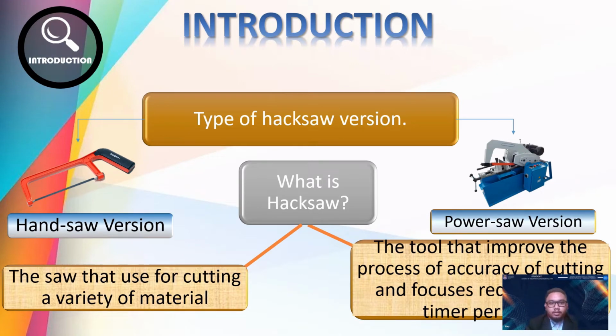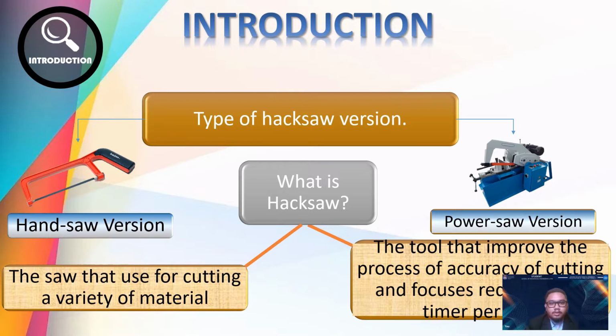First of all, what is a hacksaw? A hacksaw is a fine tooth saw that is mostly used for cutting. It can be used to cut a variety of materials including plastic, metal and wood. There are two types of hacksaw, namely the power version hacksaw and the hand version hacksaw. With the hand version, the energy is supplied by a human to cut the workpiece.